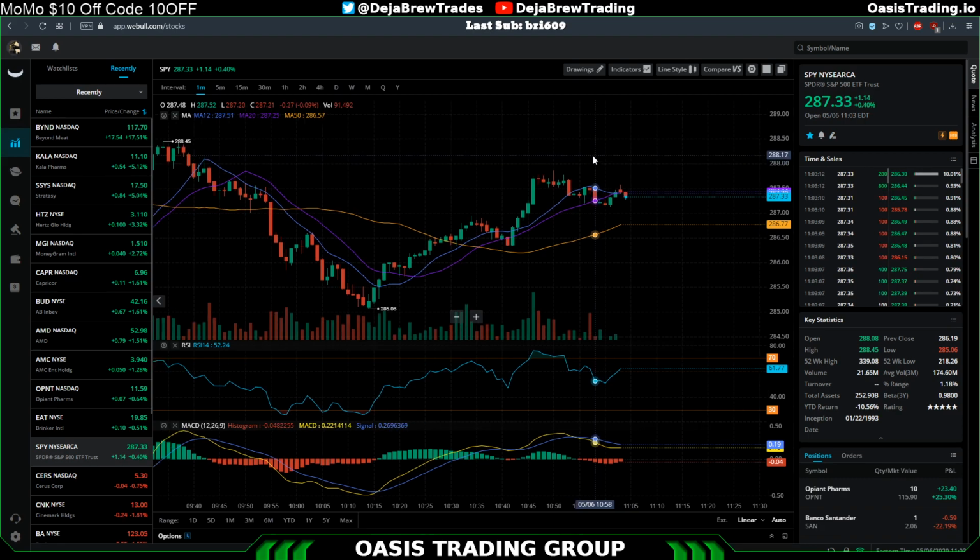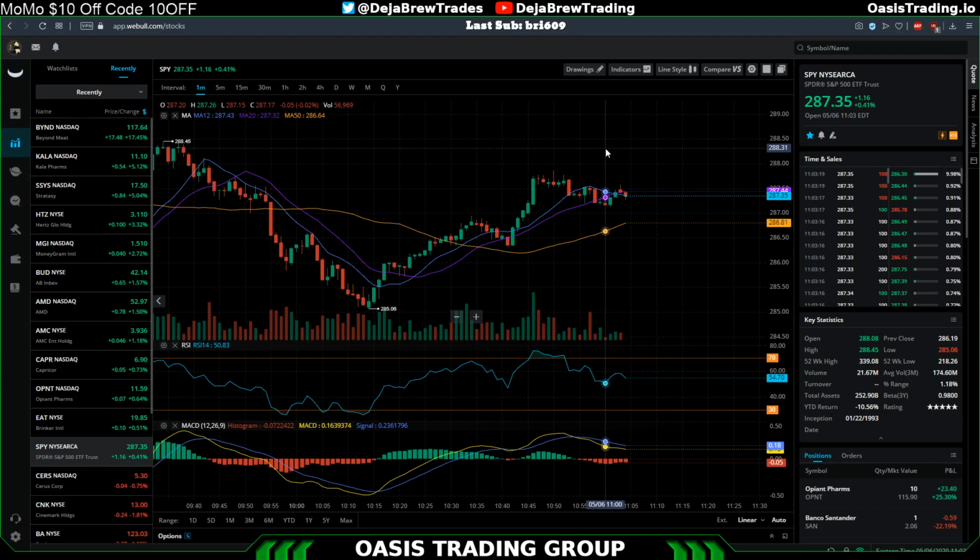Because if the SPY starts to be very volatile and you start to see a lot of strength towards the downside, then the penny stocks will start to pull back. They'll start to pull back to the downside. It will affect the penny stock market very heavily.